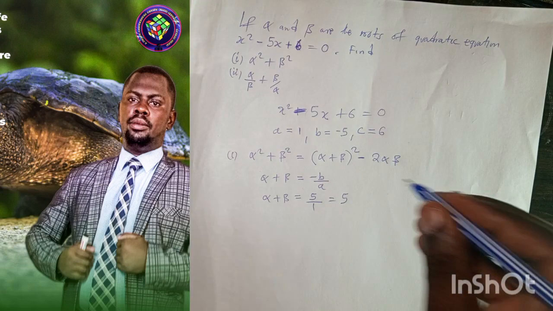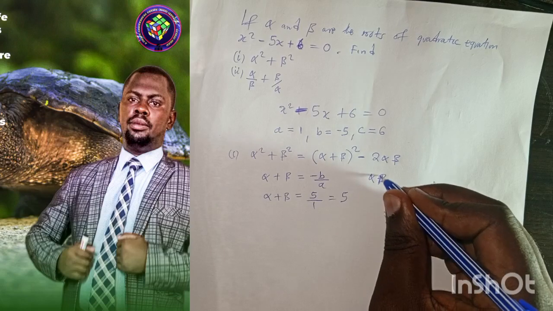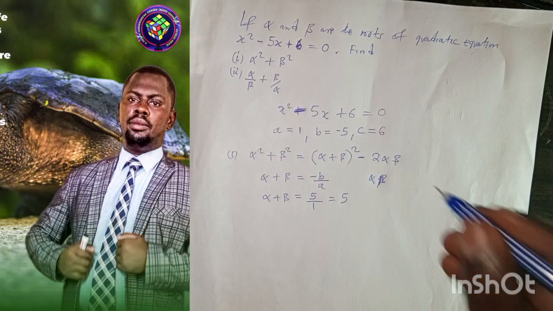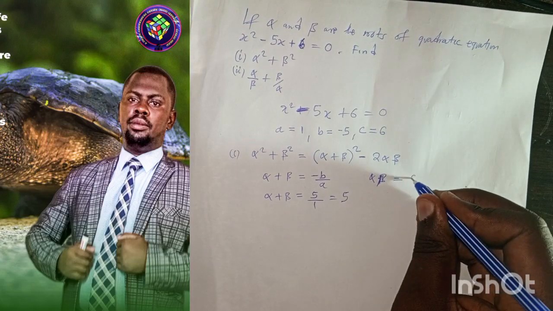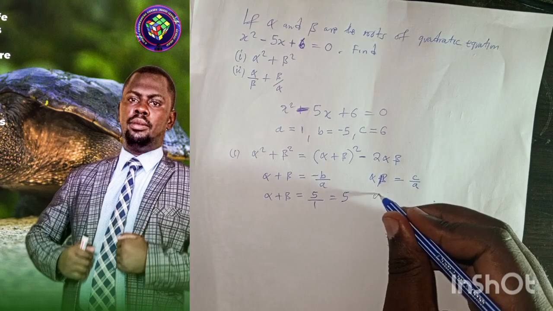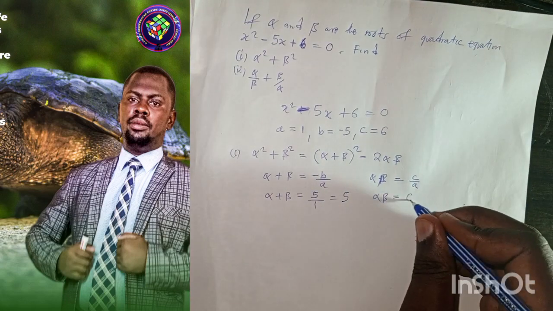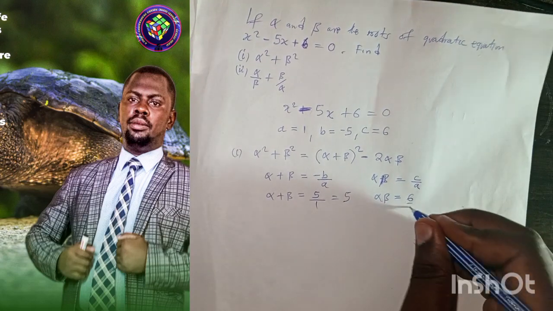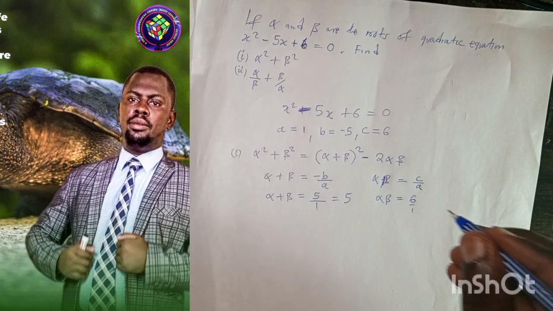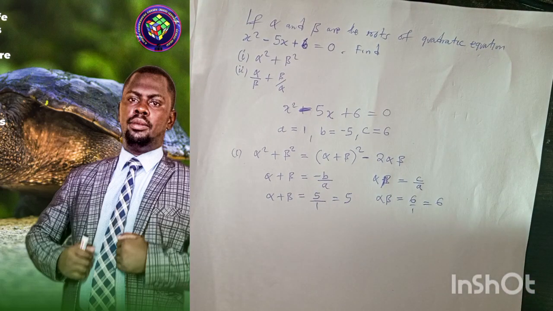Then we go to the product. The product is alpha multiplied by beta, which is equal to c over a. So alpha times beta is equal to 6 over 1, which is just 6. Where there is alpha beta, you put 6.